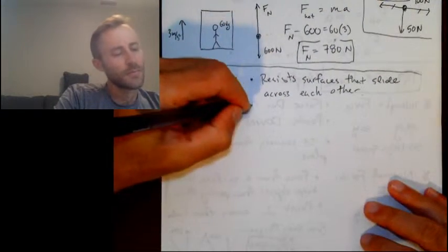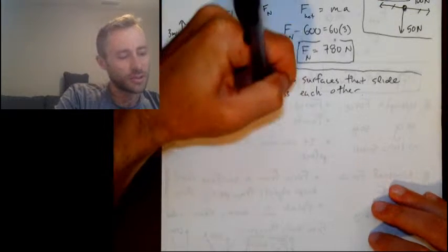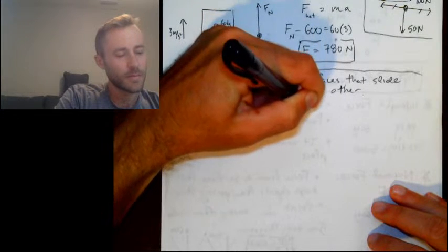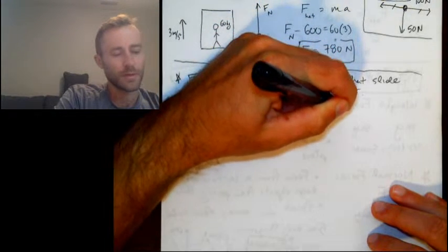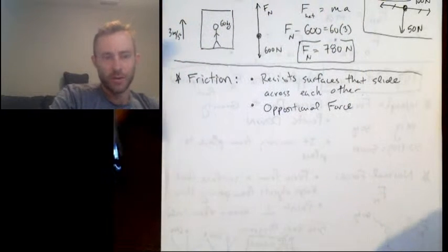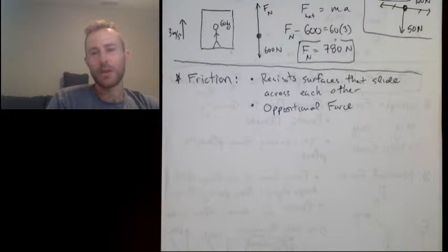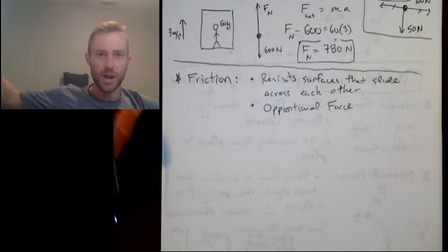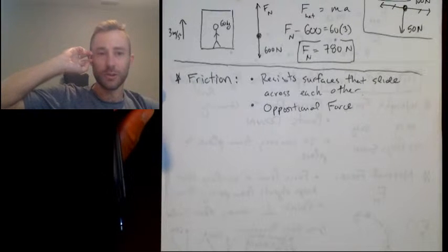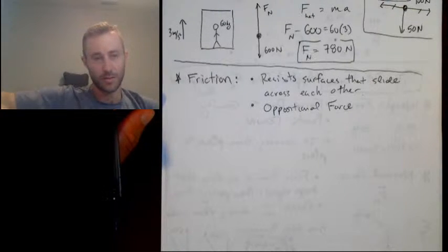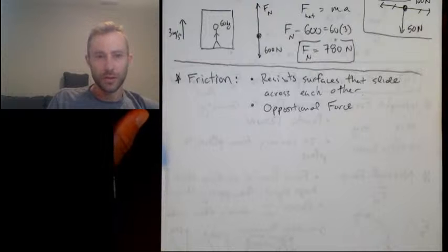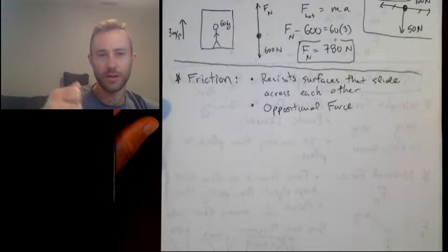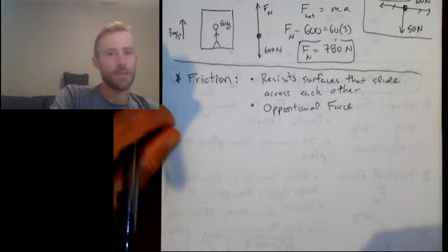Friction is an oppositional force. So what does that mean to have an oppositional force? It means that if you are pulling something to the right, then friction is always going to oppose that motion. So friction is going to fight back to the left. So it always opposes what you're trying to do.